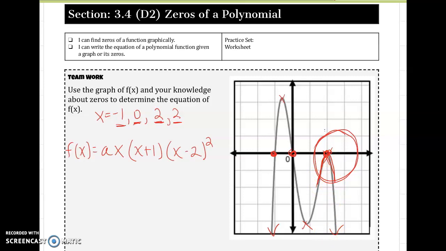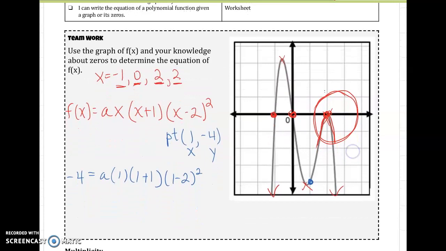So what I'm going to do now is pick a point on the graph. I see a nice point right here, which is (1, -4), and this is an x and a y value, so I'll be able to plug this in and solve for my a. So I'm going to plug -4 in for my y, or my f of x, leave my a because that's what I'm solving for, then I plug in a 1 for all of my x's. I'm going to simplify now. And so I have -4 equals a.